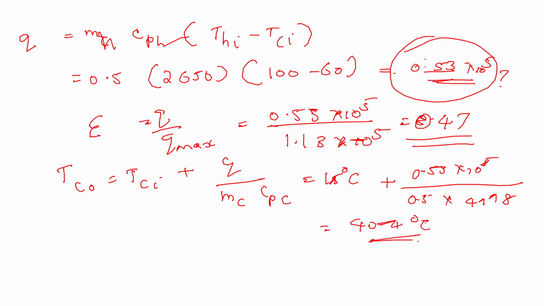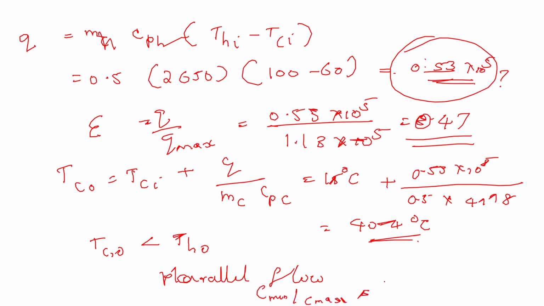Okay, so now from this we can understand that TCO is less than THO. So parallel flow is possible. So parallel flow mode operation is possible. We can write C minimum divided by C maximum is equal to MHCPH divided by MCCPC. So you will get the value 0.63.